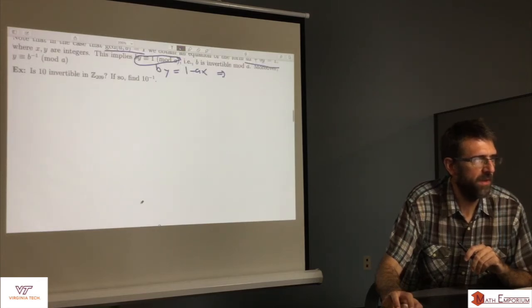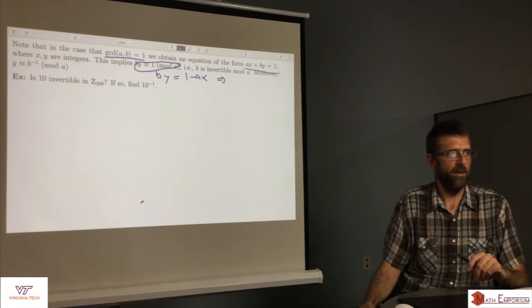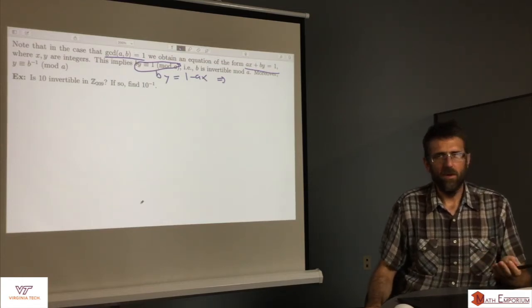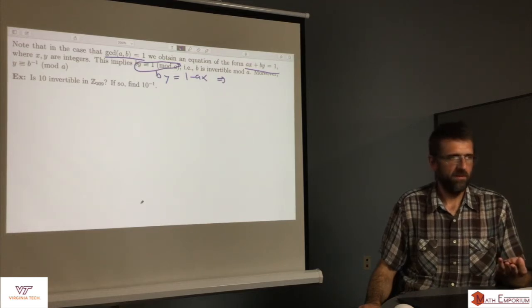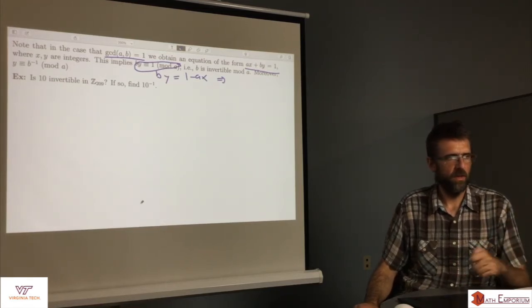All right, so again, let's do a little example where we can easily work out the numbers by hand. Is 10 invertible in Z mod 209? If so, let's find 10 inverse. You may want to think about that question and try to work it out on your own.